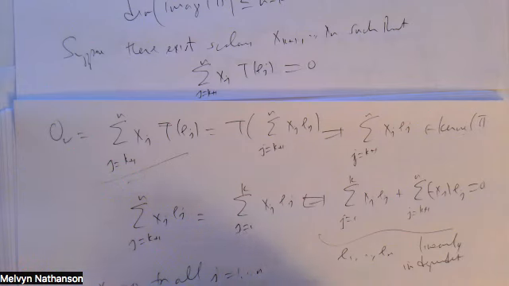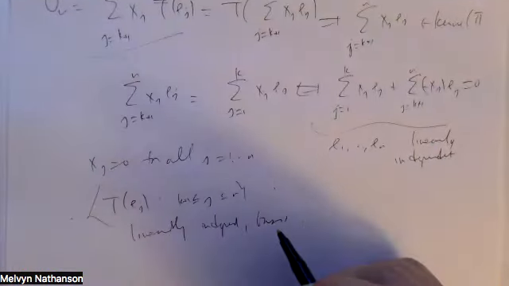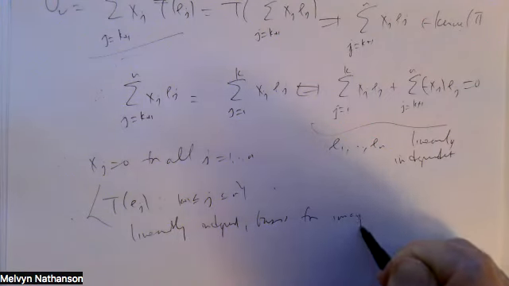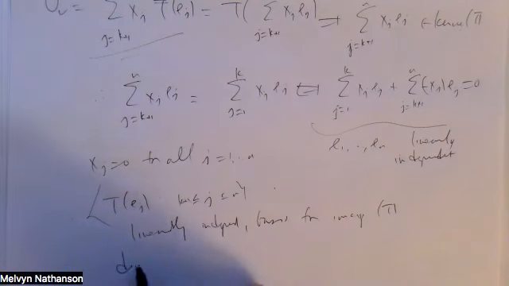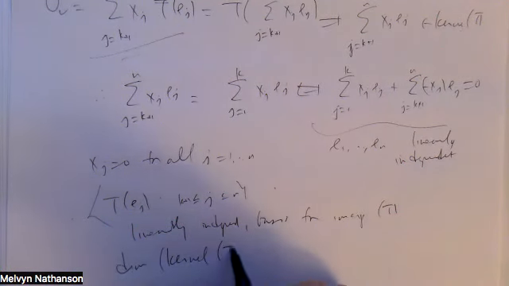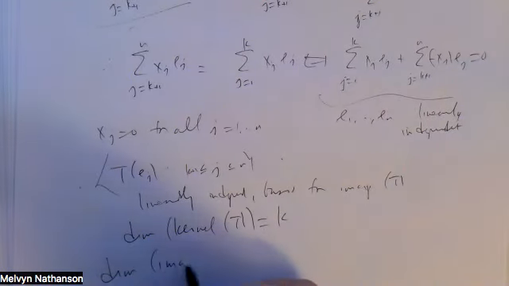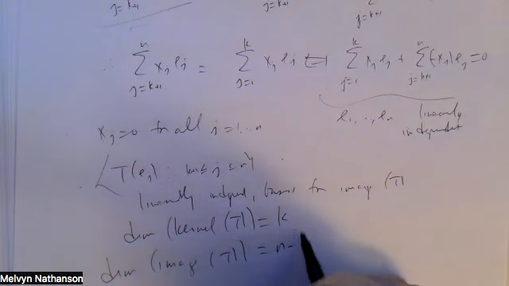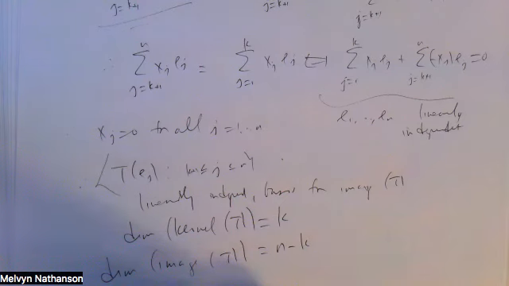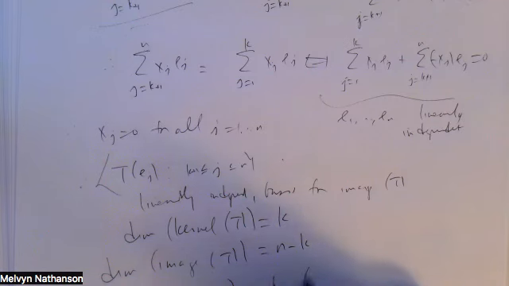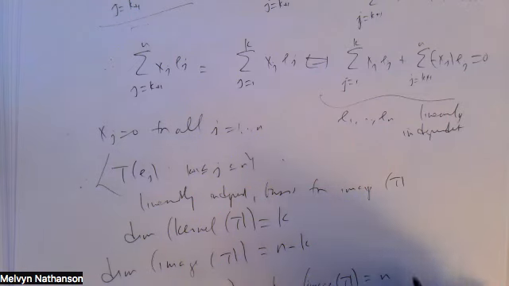We know they span the image of T, so they're a basis for the image of T. So we have that the dimension of the kernel of T is k. The dimension of the image of T is n minus k. So if we add the dimension of the kernel of T plus the dimension of the image of T, that is equal to n, since k minus k cancel, which is the dimension of V. And that is the proof.